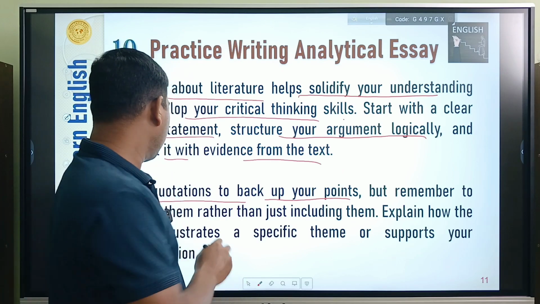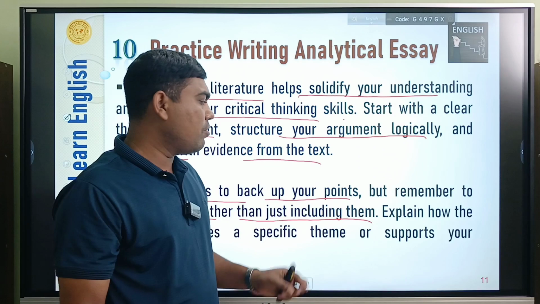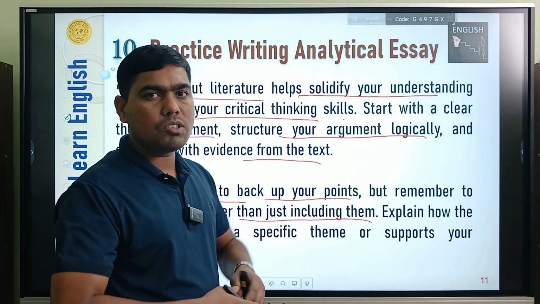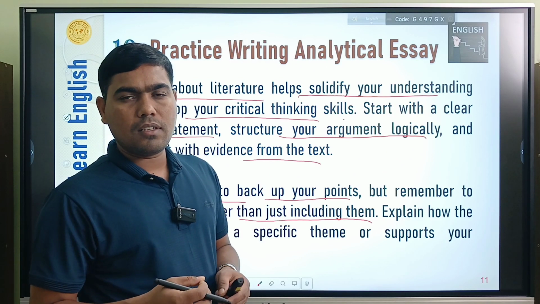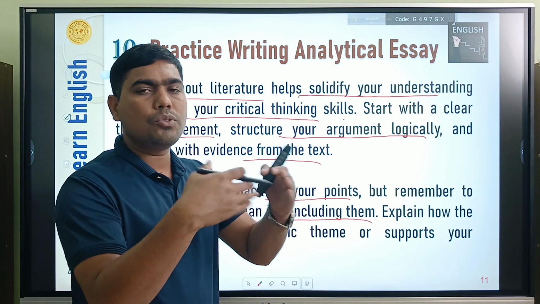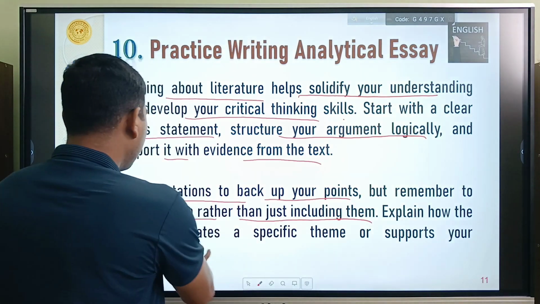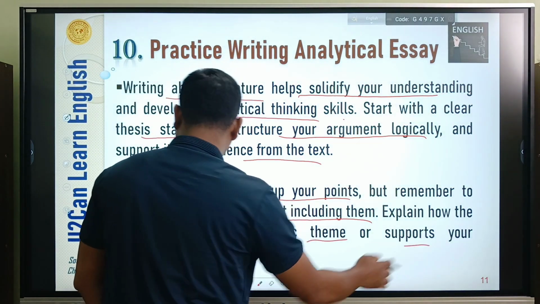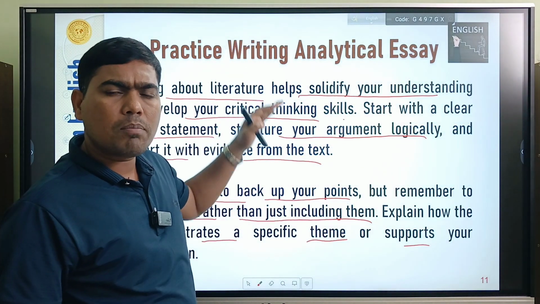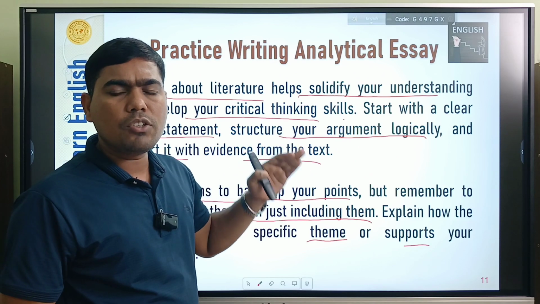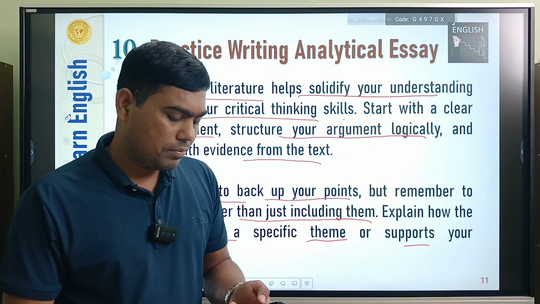But remember to analyze them rather than just including them. If you only include the quotations, it will not help you. Rather, you have to analyze the quoted lines and how they are related to your thought. You have to give the point in your writing. Explain how the quote illustrates a specific theme or supports your interpretation. So I think we have got some step-by-step points which we need to follow in understanding literature, especially English literature.